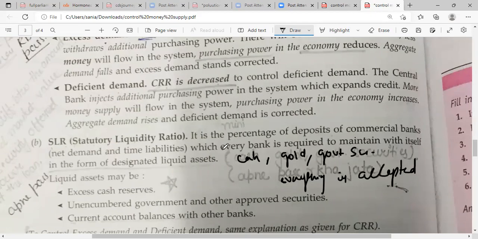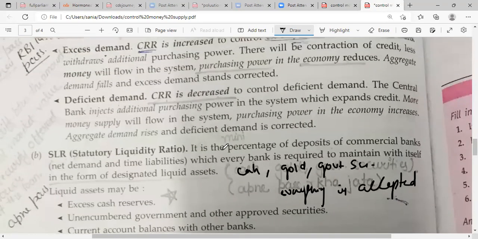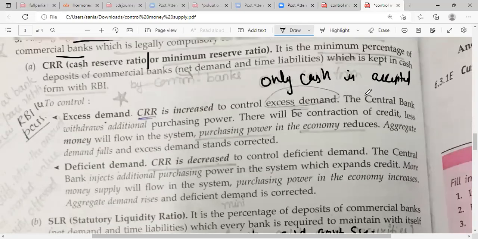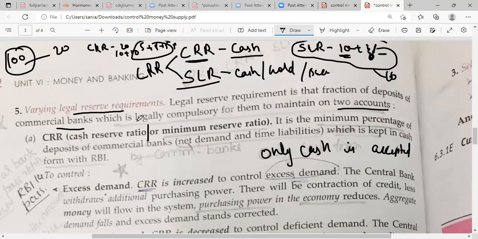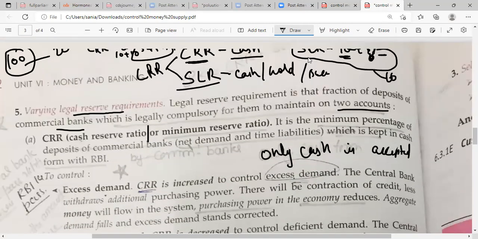Yes, ma'am. Okay. So first write LRR. Legal reserve requirement is that fraction of deposit by commercial bank which is legally compulsory for them to maintain in two accounts. Then A, CRR, this, and then only cash is accepted, and then I'll scroll it down for SLR.